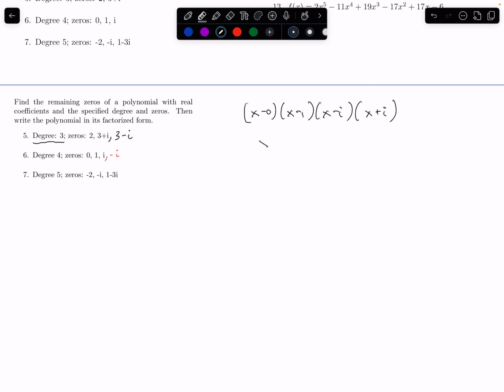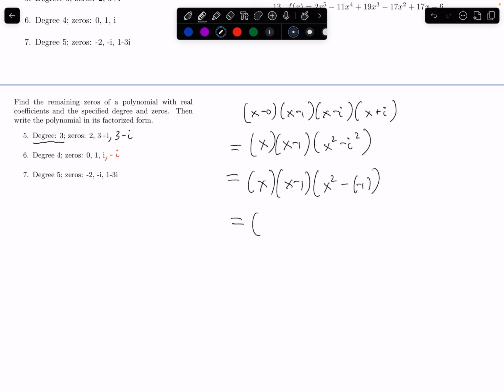So let's simplify that slightly. x minus 0, of course, is just x. And now x minus i, x plus i, that's going to be x squared minus i squared, right? That's already a difference of squares. So that's x, x minus 1, and then i squared, of course, is negative 1. So x squared minus negative 1. So I've got x times x minus 1 times x squared plus 1, and that is already my factorized form. So sweet, easy.